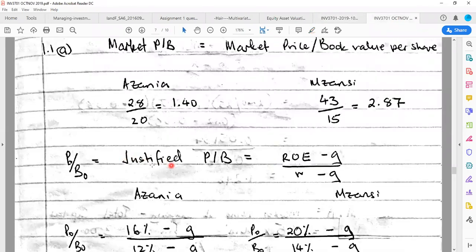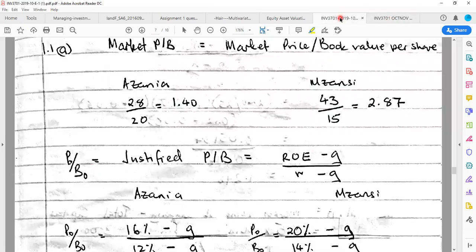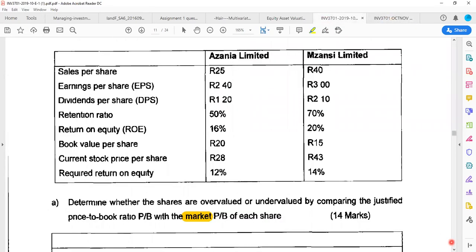Next, we have the justified price to book. Now, the justified price to book is found on the formula sheet, and it's given as P0 over B0. I'll see if I can just open a paper that illustrates that formula for you on a formula sheet. So for the exam, make sure you also have your formula sheet nearby so that you can refer to important formulas that you need. But ideally, it's always better to memorize your formulas so that you save time. Try to see if you can memorize some of your formulas, right?